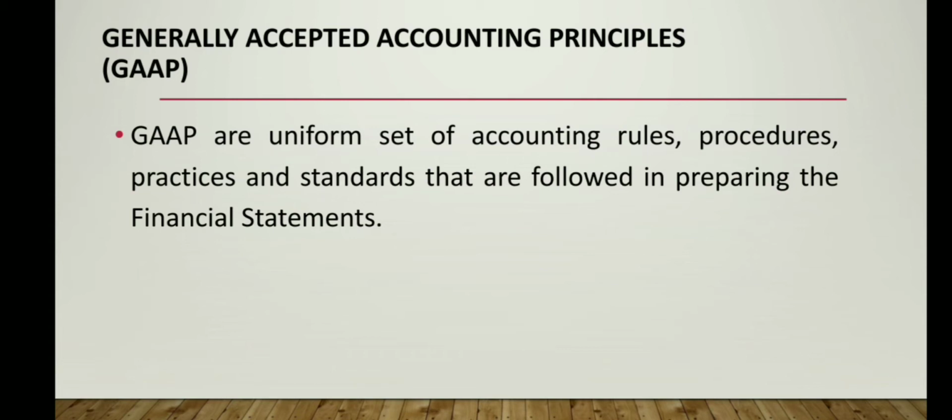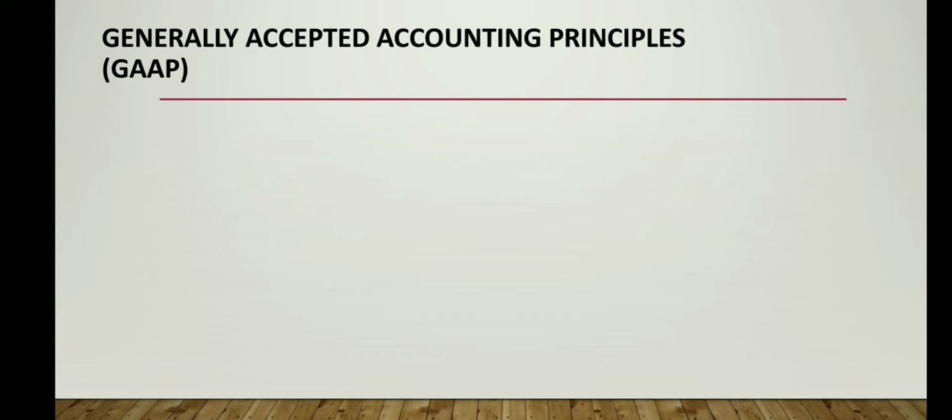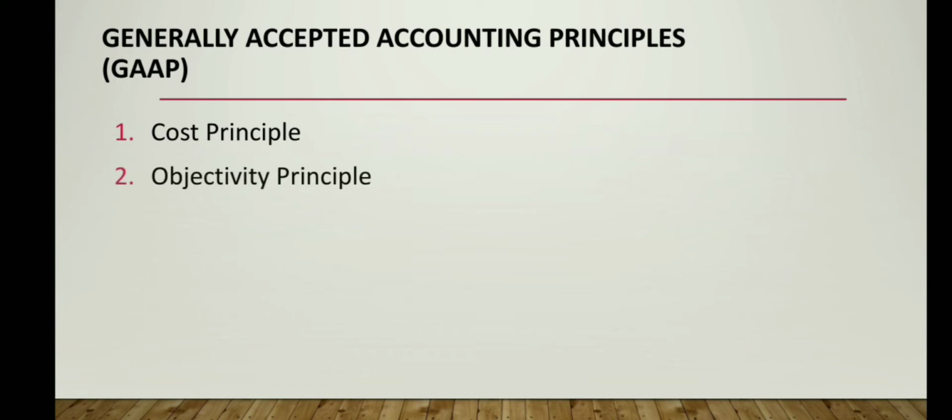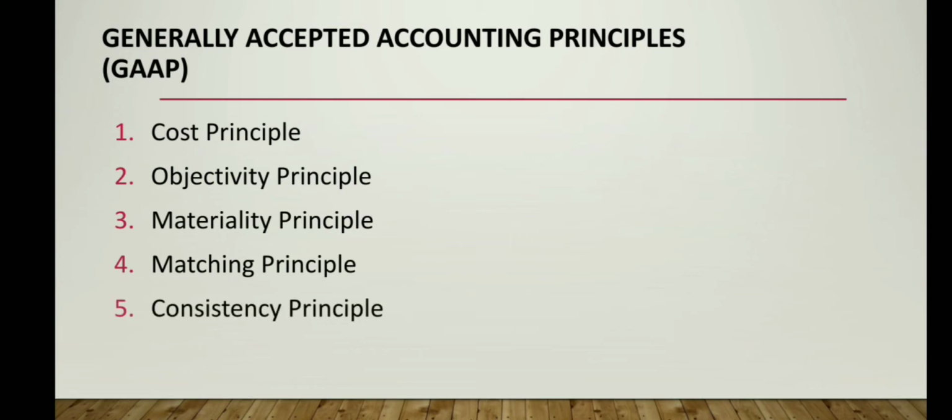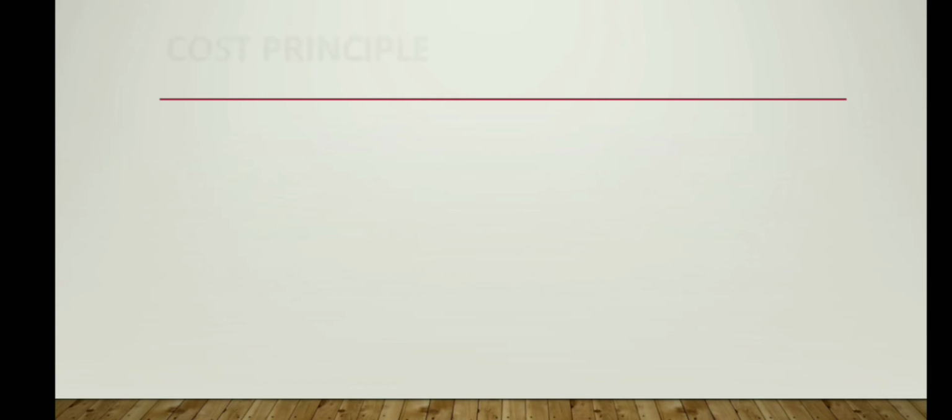So we have 6 generally accepted accounting principles that are still applicable for use. We have cost principle, objectivity, materiality, matching, consistency, and adequate disclosure principle. So let's now discuss them one by one. So first we have cost principle.